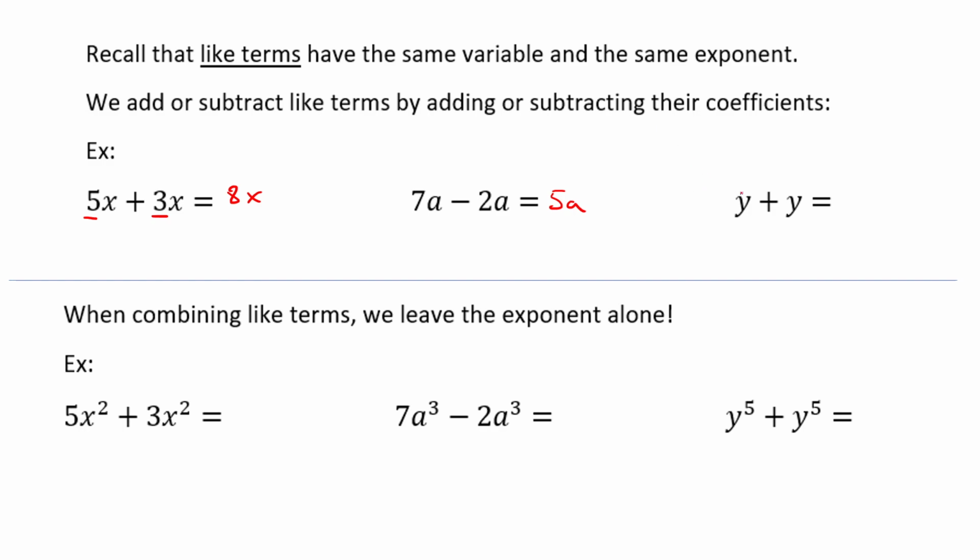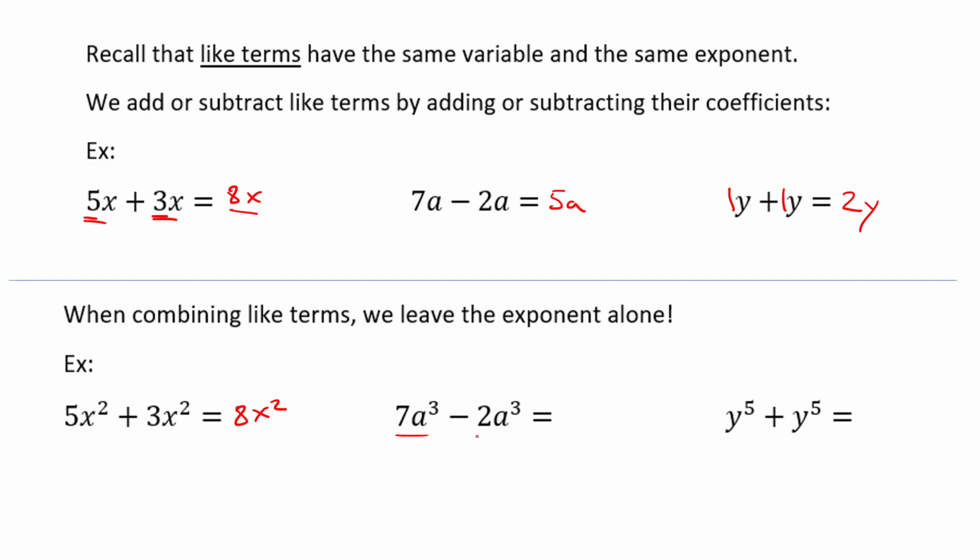And when there's no number in front, if we need to, we remember that there's a hidden 1, giving us 2y. So we're going to do the same thing when we have x squared and x squared. We're just going to combine the coefficients and leave the exponent alone. So 5x squared and 3x squared gives us 8x squared. Just like 5x and 3x gives us 8x. We didn't do anything with the x.